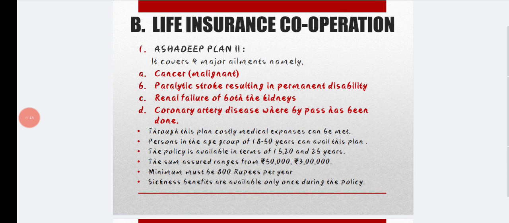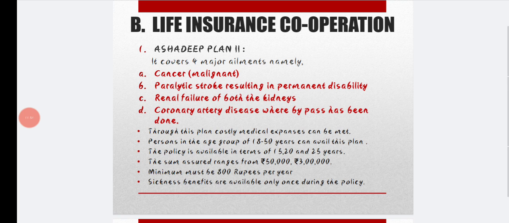Moving to the Life Insurance Corporation, that is LIC, there are plans. The first one is the Cancer Care plan. It covers major diseases: cancer, that should be malignant, paralytic stroke resulting in permanent disability, renal failure of both the kidneys, and coronary artery disease where bypass has been done. For these people, this will cover.